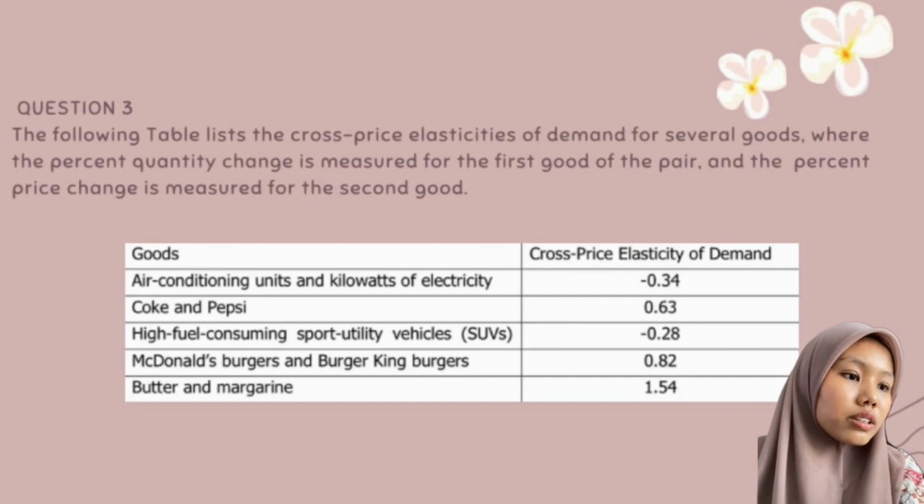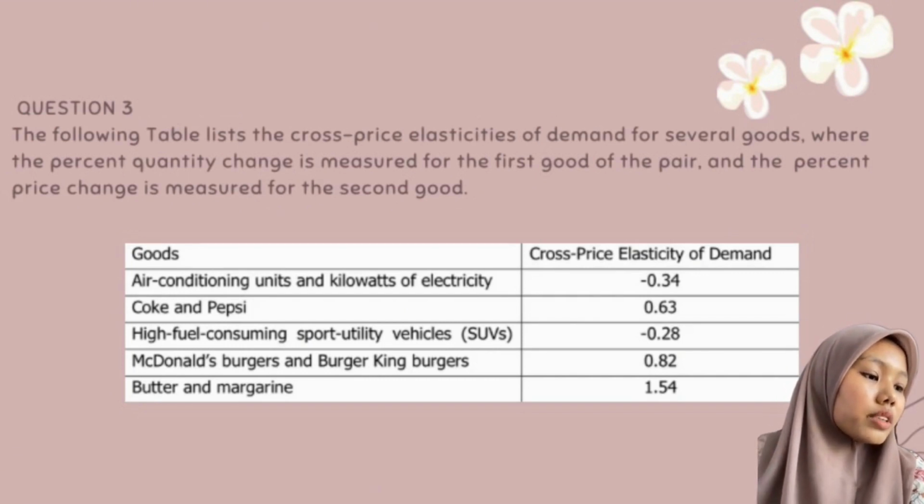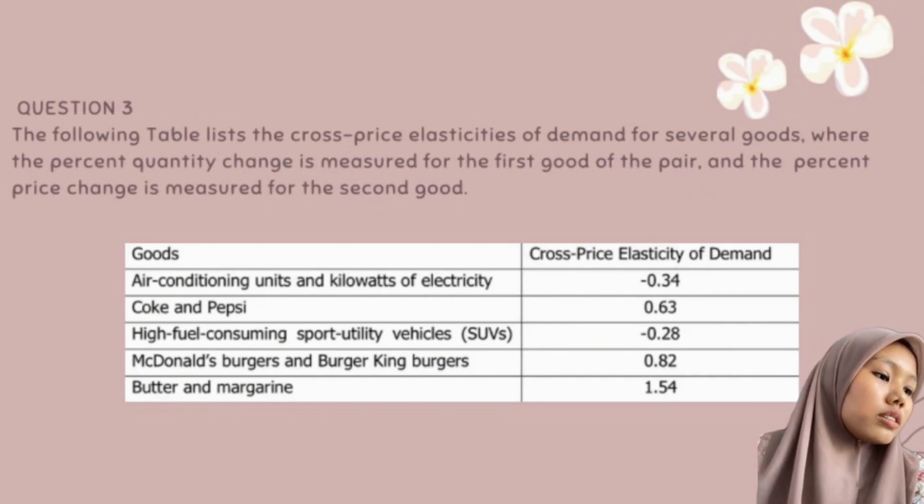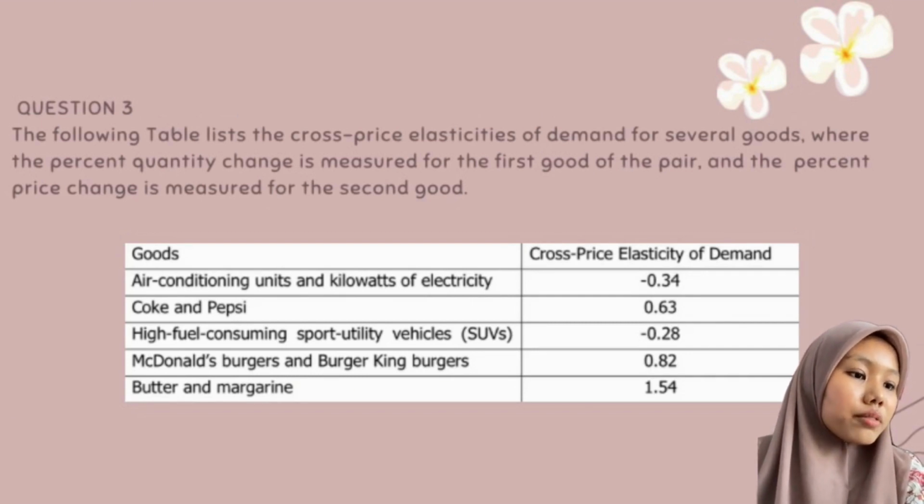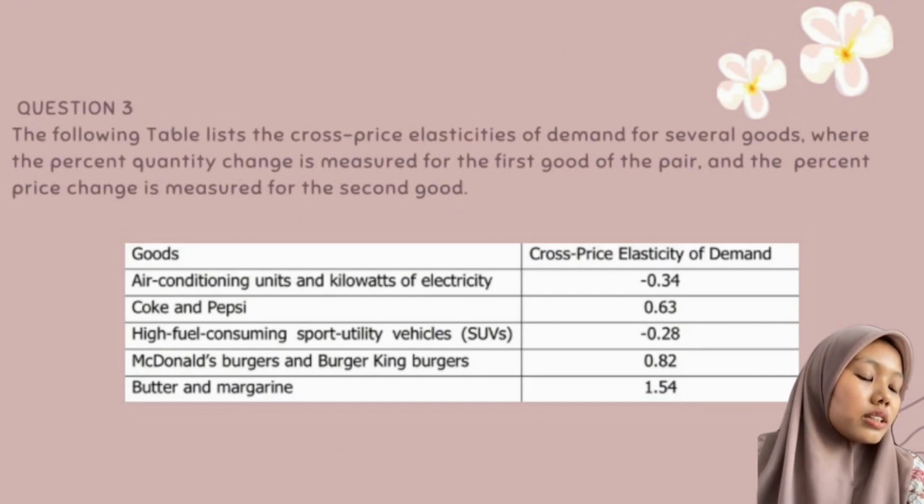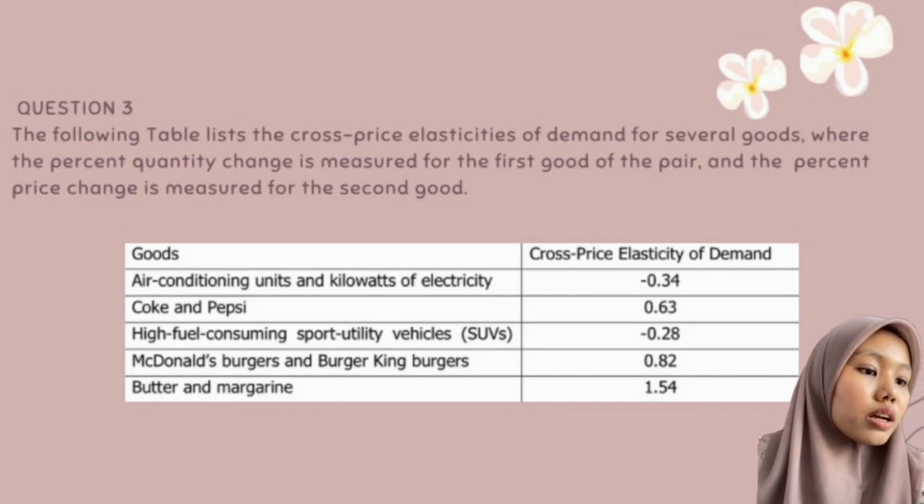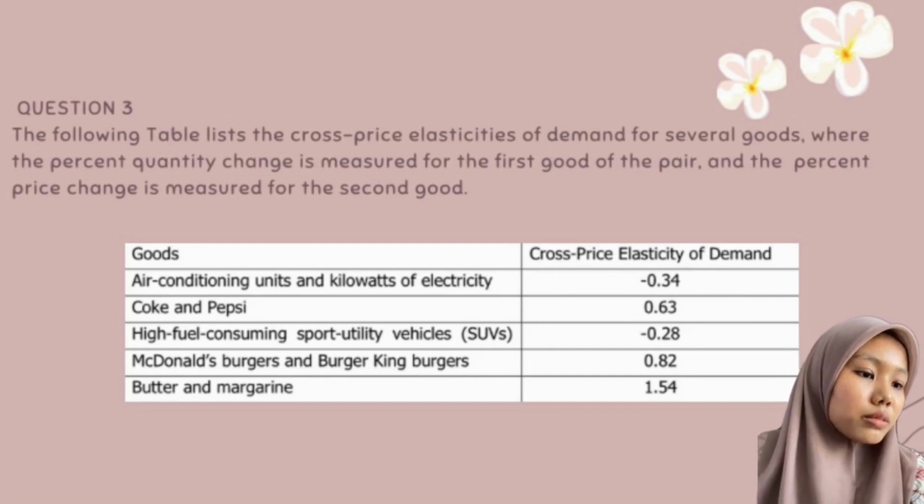Number 1, air conditioning units and kilowatts of electricity is negative 0.34. Coke and Pepsi is 0.63. High fuel consuming sport utility vehicles (SUVs) is negative 0.28. McDonald's burger and Burger King burgers is 0.82, and the last one, butter and margarine, is 1.54.